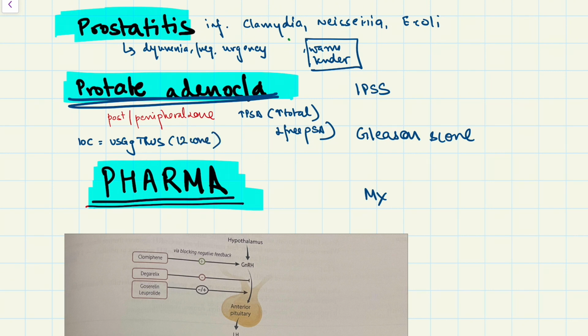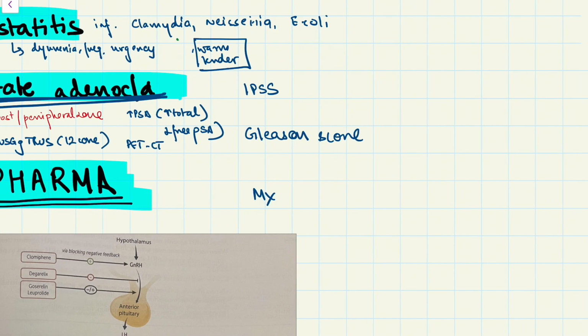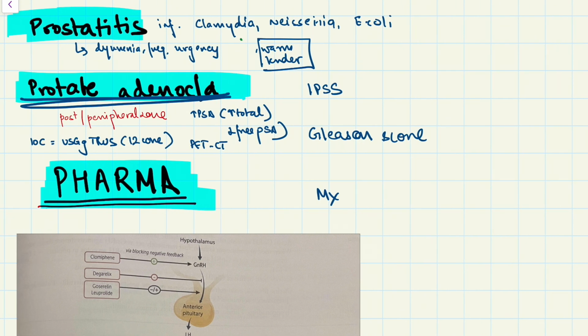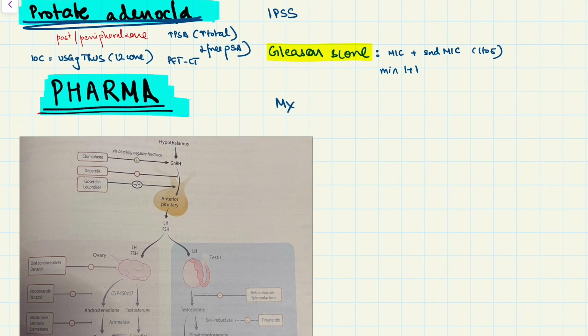right? But for staging, again, the investigation of choice is PET-CT. Then a very important prognostic score to know about the metastatic potential is the Gleason score. Here what we do is the most common pathology and the second most common pathology are each given a score between 1 to 5. So the score can range from a minimum of 1+1 to 5+5. The most important prognostic factor for prostate cancer is the stage, right?